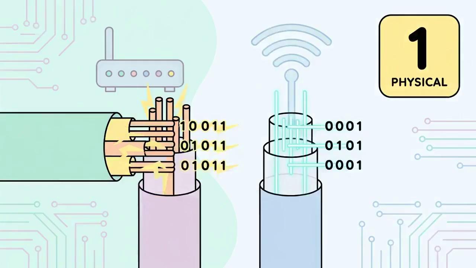Layer 1 is the physical layer. The actual cables, radio waves, and fiber optic lines carrying raw electrical signals. Everything here is just ones and zeros pulsing through copper and glass.